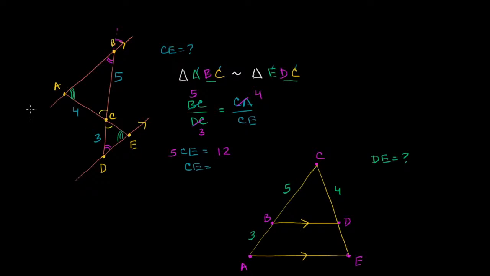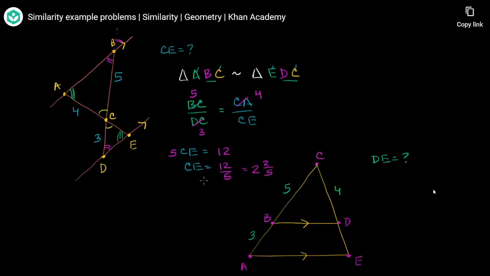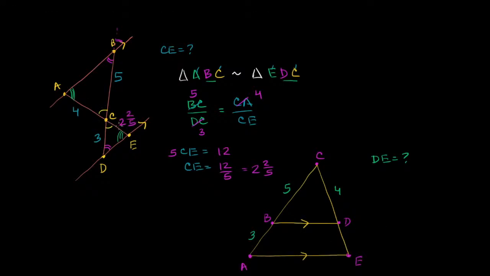And then we get CE is equal to 12 over 5, which is the same thing as 2 and 2/5, or 2.4. So this is going to be 2 and 2/5. And we're done. We're able to use similarity to figure out this side, just knowing that the ratios between the corresponding sides are going to be the same.